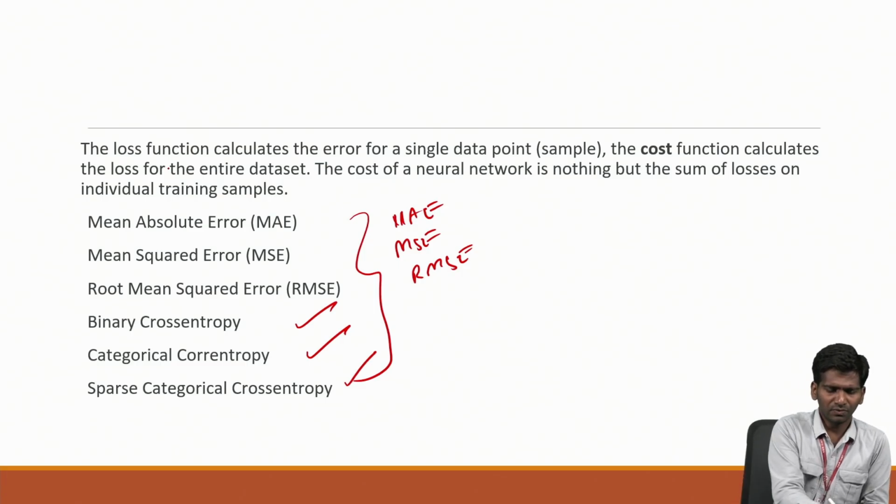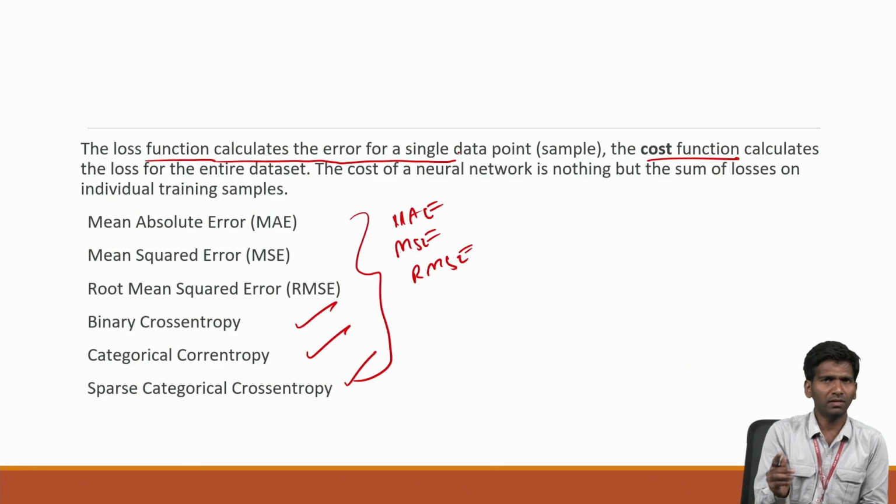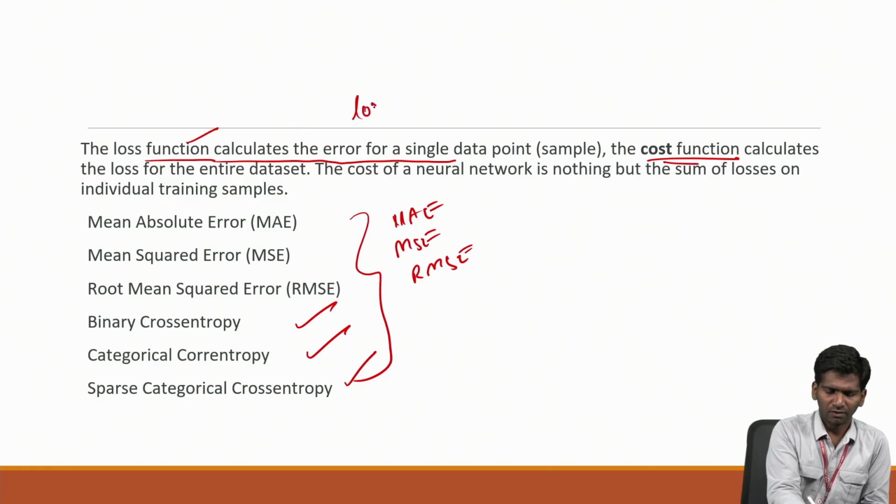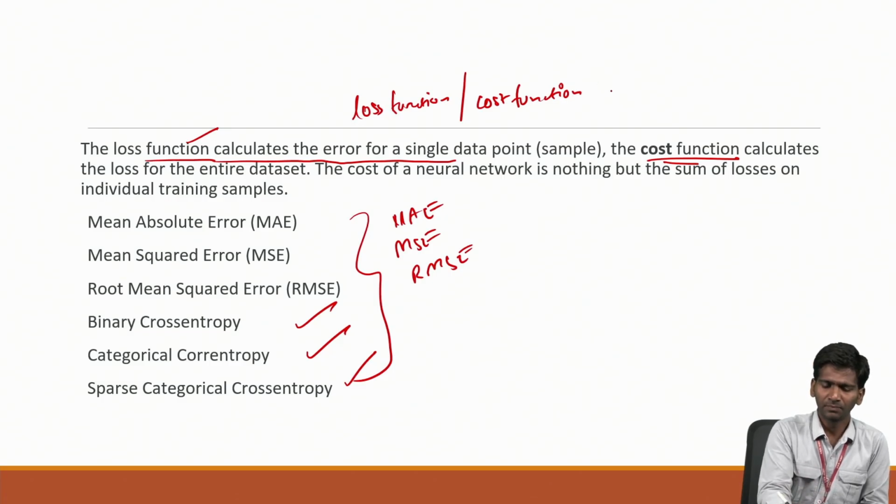Next, we will also see what a loss function is and what a cost function is. A loss function calculates the error for a single data point. If you are calculating the error for a single point, we generally call it a loss function. If you are calculating it for multiple points, we call it a cost function. We also call this an error function. So there are three names for this loss function.